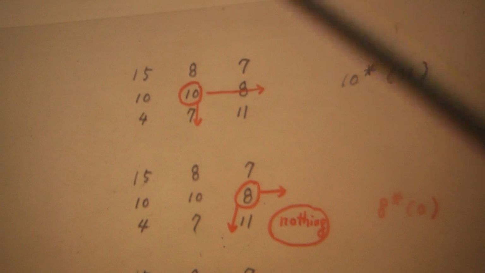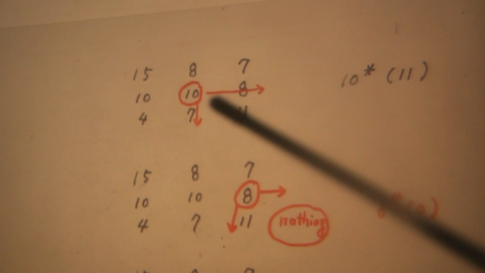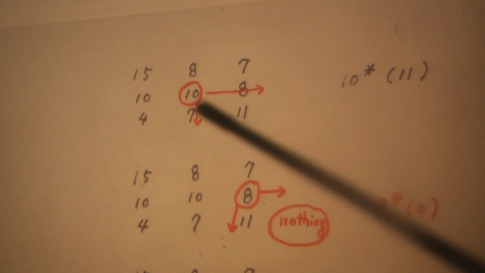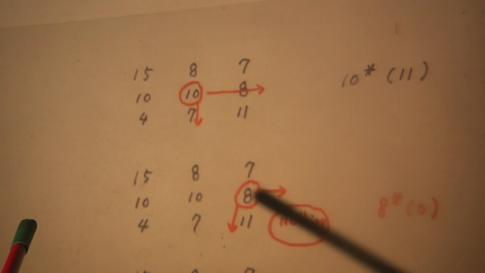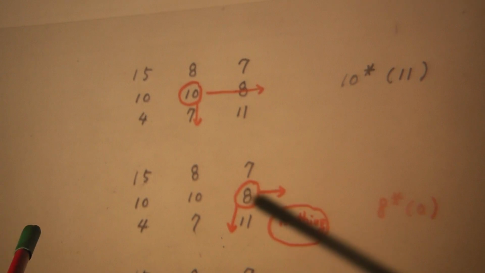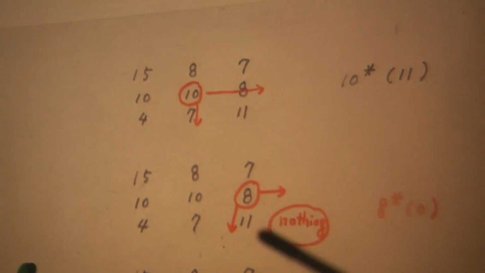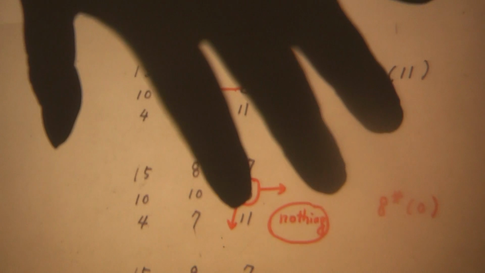We go to the second entry on the second column, okay? Use this one and eliminate this row and this column. So it's 10 times the remaining entry, which is 11. 10 times 11. Now when I move to the third entry on the second row, I erase this, but there's nothing here. So it's 8 times 0. And keep doing this, okay?